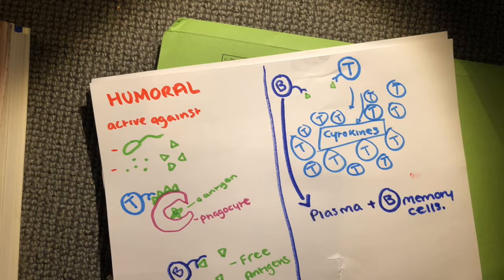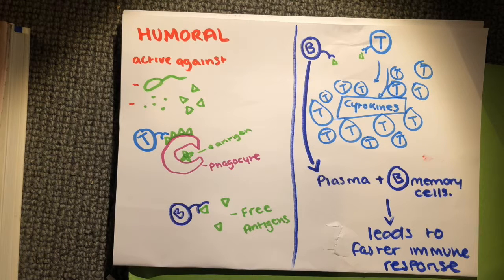The plasma cells secrete large amounts of specific antibodies which flood into circulation. These are known as free antibodies. The memory cells retain memory of the antigen and specific antibody. This means the body can respond quickly to another exposure to a specific pathogen presenting those specific antigens.